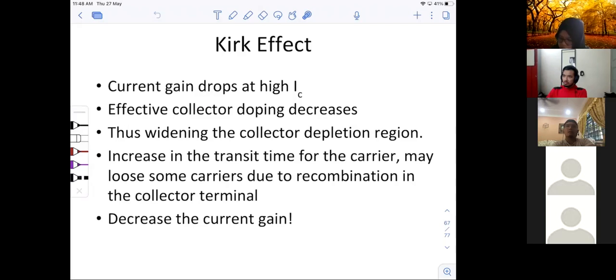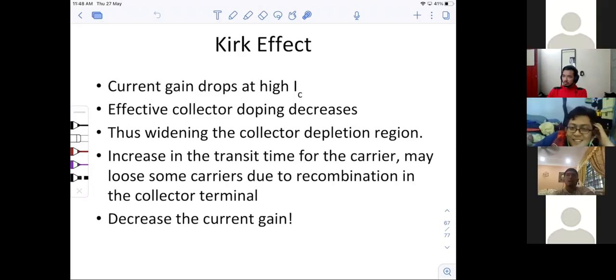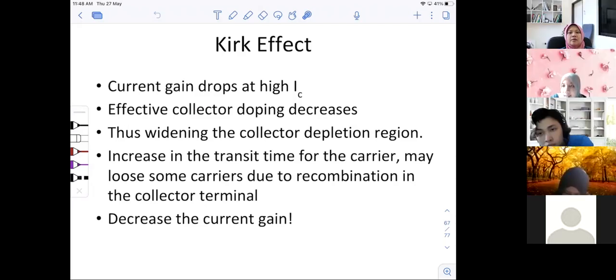Solihin? I think no. Those who answered yes, why? How? Two people answered yes just now, right? Faiz and Aina, if I'm not mistaken. Why? When the current is high, then the doping can also change.